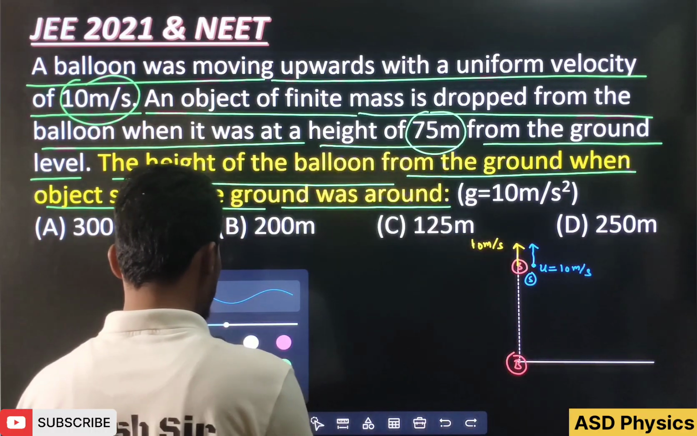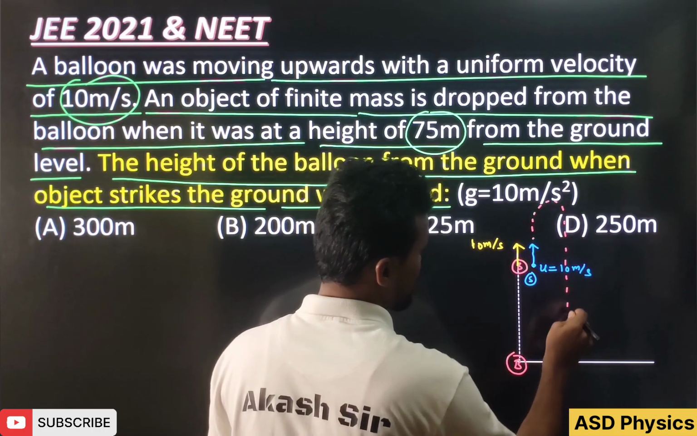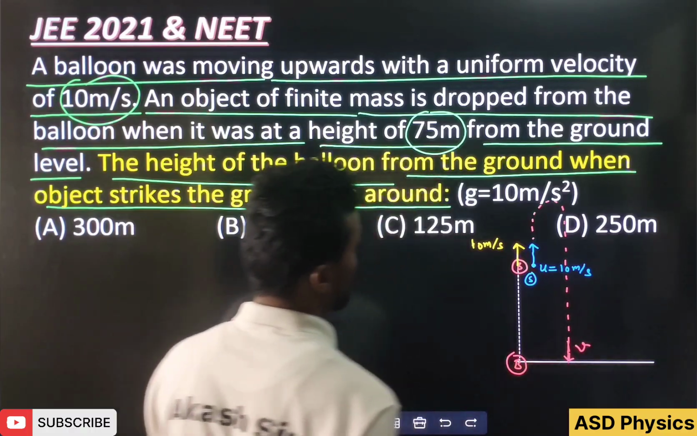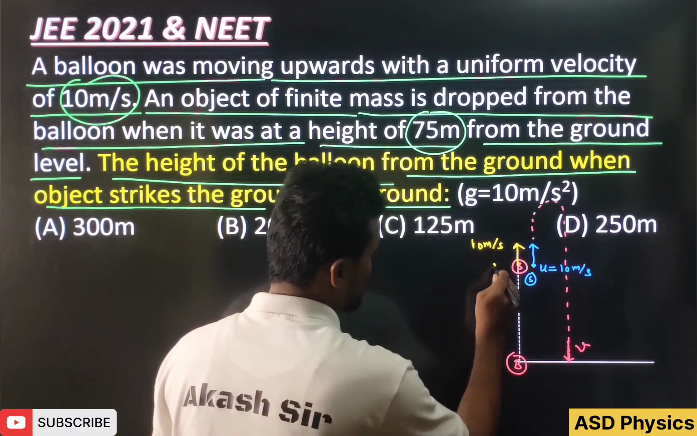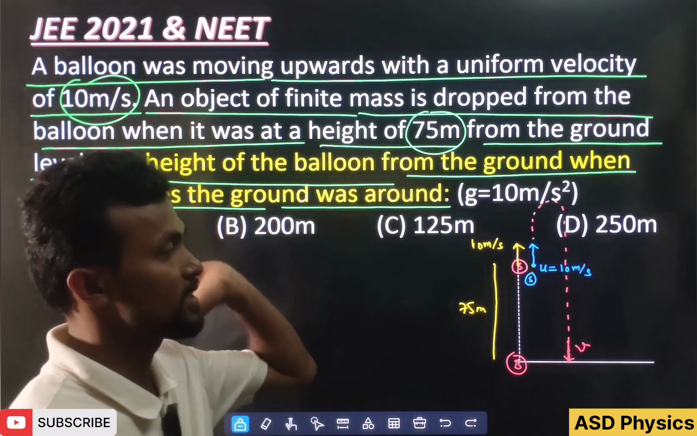And what will happen here? It will go up, and then it will fall, and it will reach the ground. Let's take it reaches the ground with velocity v. Now, what is the height? The height of the balloon is given here, 75 meter. See, it is given here, 75 meter.